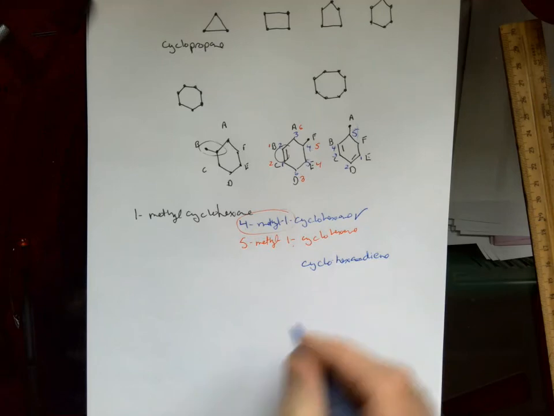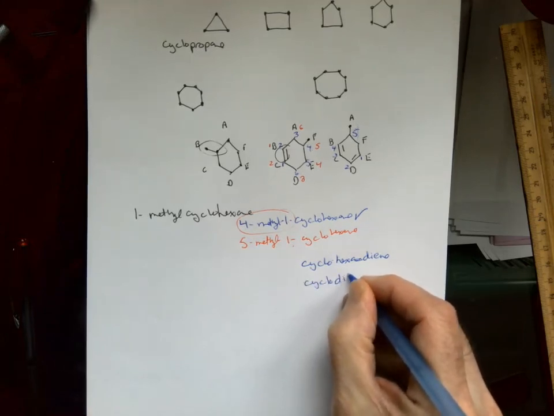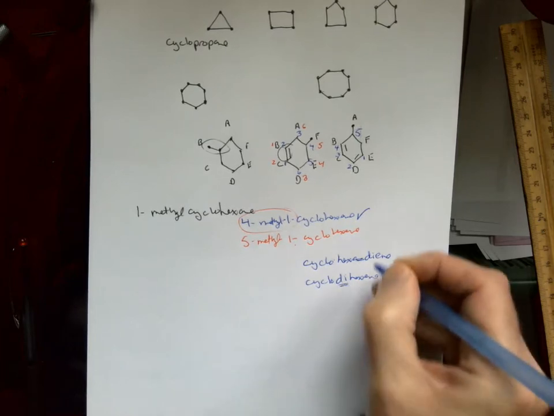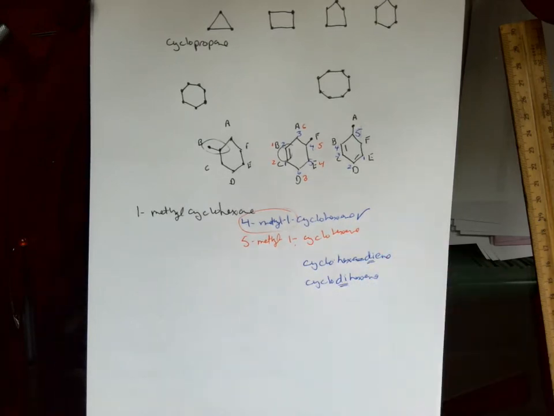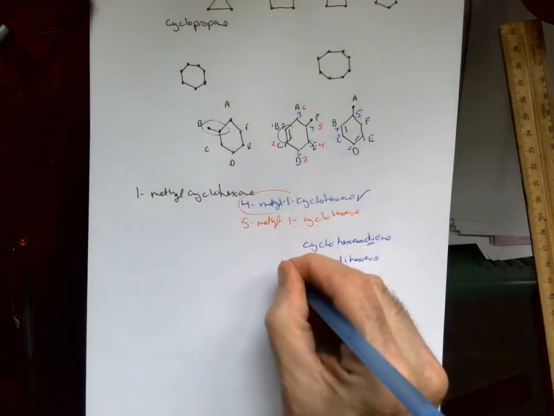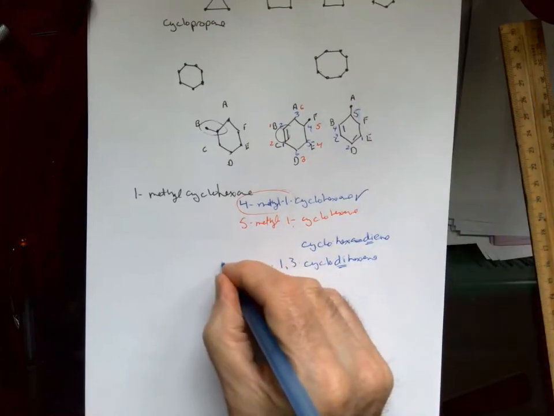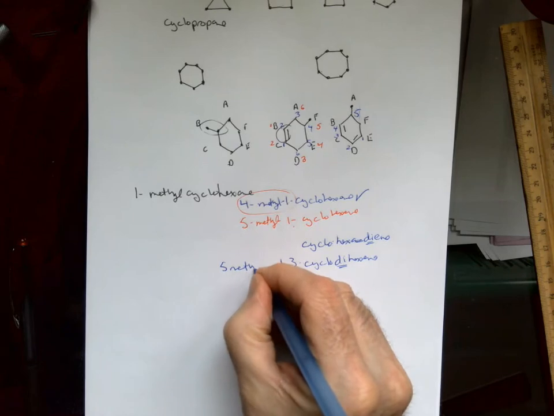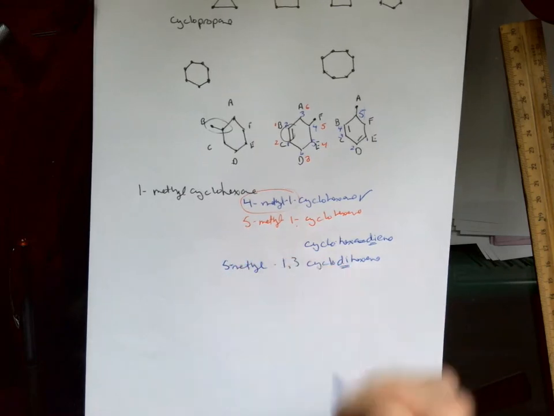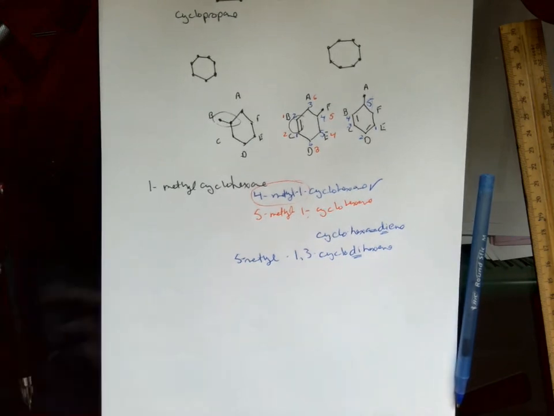And where are they? Oh, another way you can do this is cyclodihexene. So as long as you get the di in there, you're good. Okay, and where are they? They are on the first and third carbon, and 5-methyl. So it's 5-methyl 1,3-cyclodihexene.